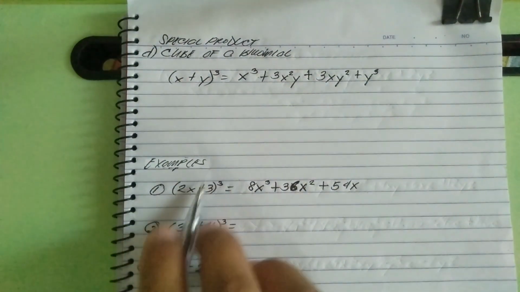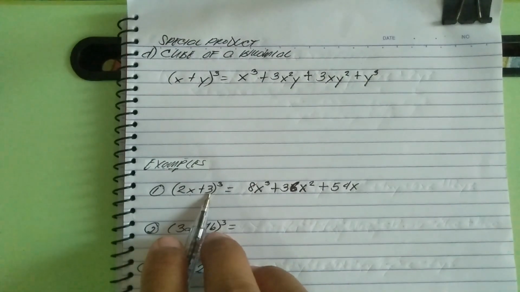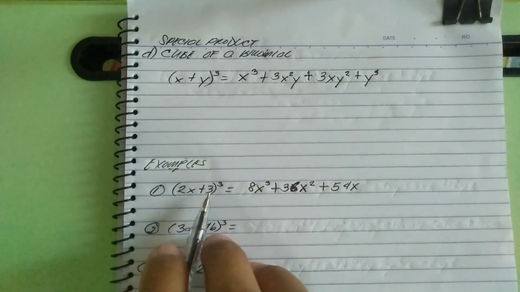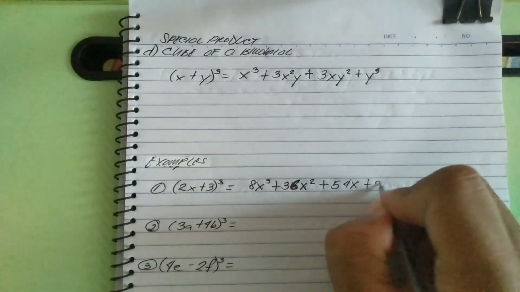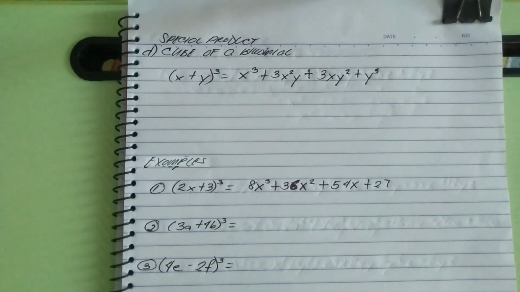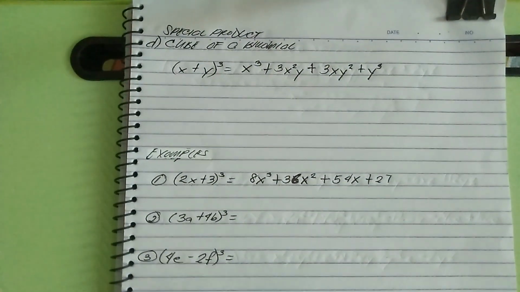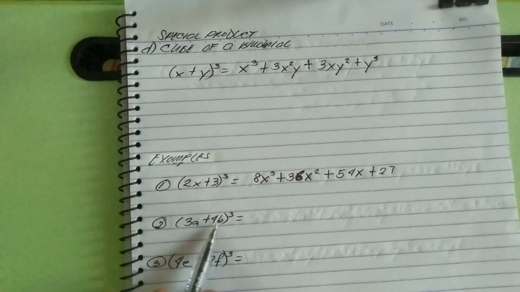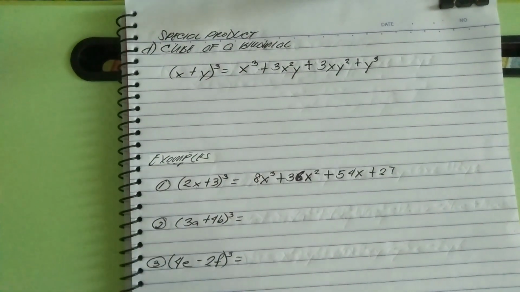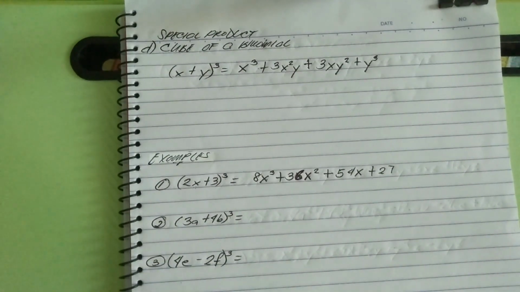And lastly, cube the last term or second term natin dito. 3 times 3 times 3. The answer is plus 27. Okay, the second one. Okay, pangalawa naman, 3a plus 4b cube. Mas malaki na yung magiging numbers natin sa pagmumultiply natin, ha?